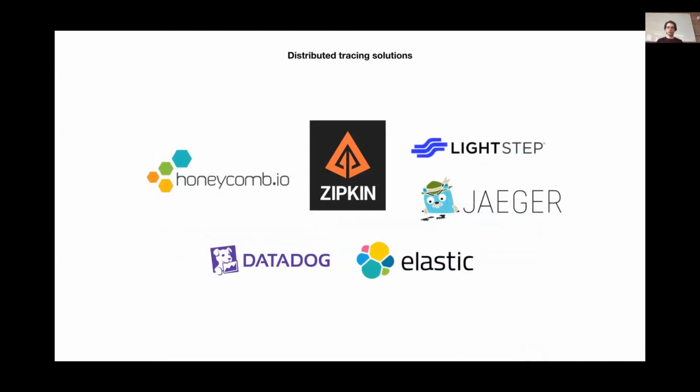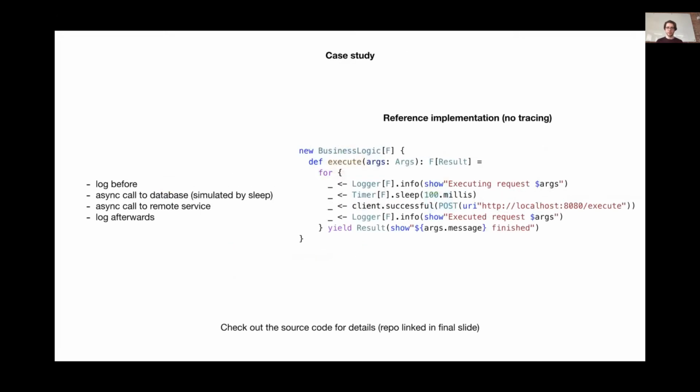Okay, and there are many solutions for doing that, to display the traces and to manipulate them. Honeycomb, Zipkin, which we'll be looking at in this presentation. There's a couple more. Some of these are open source, some of them are proprietary, but all of them are very useful. And if you want to do something like that, I recommend you check out which one suits your needs best.